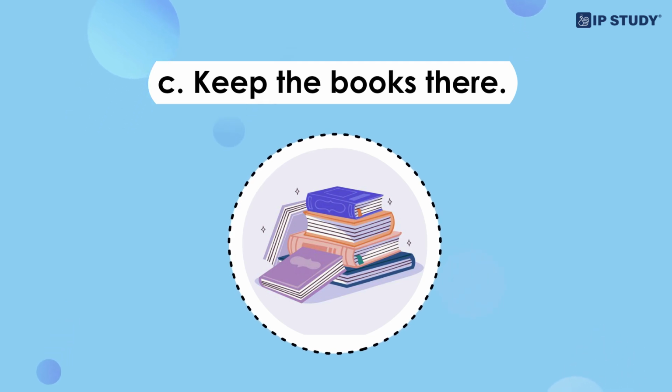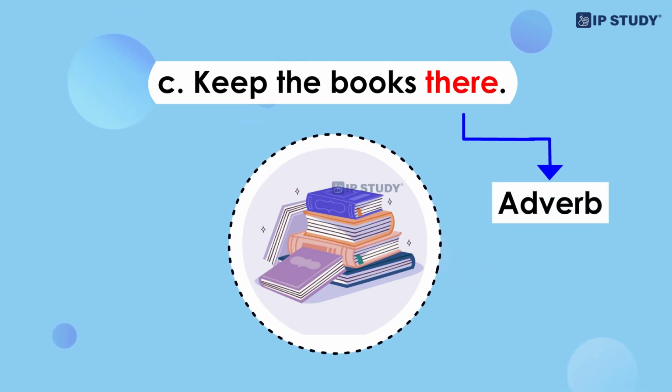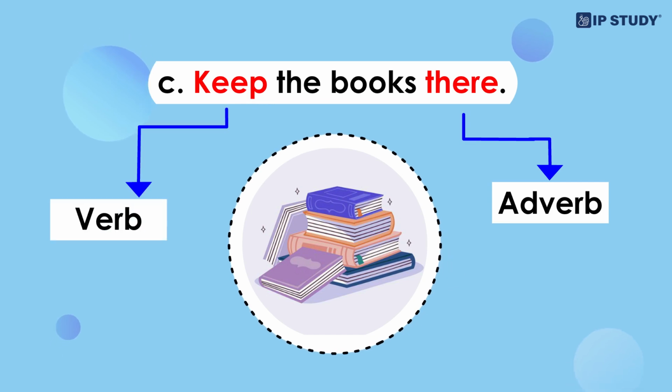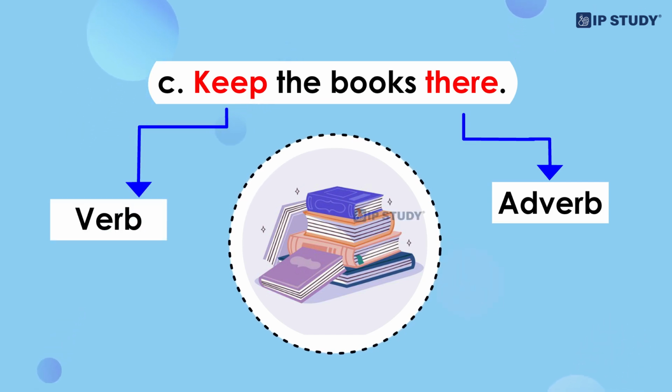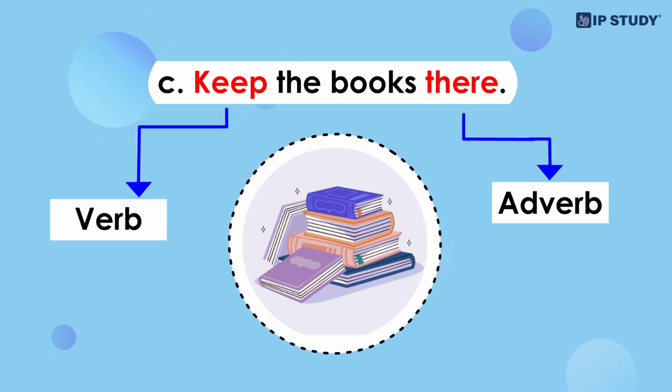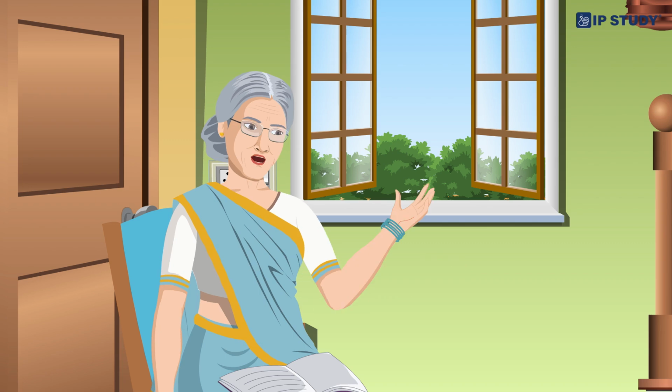Keep the books there. Here, the adverb there is used for the verb keep. It tells us where to keep the books. For example, quickly means in a fast manner, and lovingly means with love.